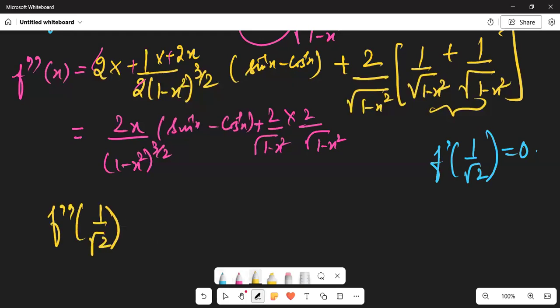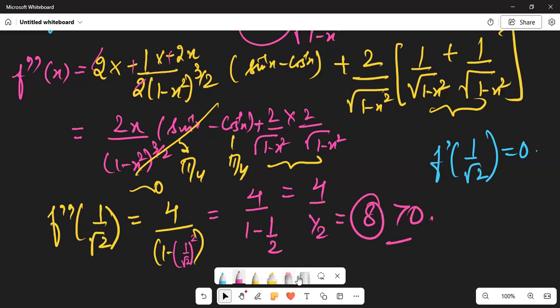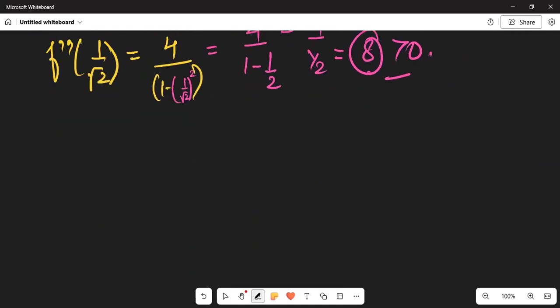So, substituting x equals 1 by root 2, you get this as pi by 4, this as pi by 4 when x is 1 by root 2. Angle is 45 degree. And so this term is actually 0 because pi by 4 minus pi by 4 is 0. And this becomes 1 minus x, and x is actually 1 by root 2. This is actually 8, which is greater than 0. That means this is the minimum value.